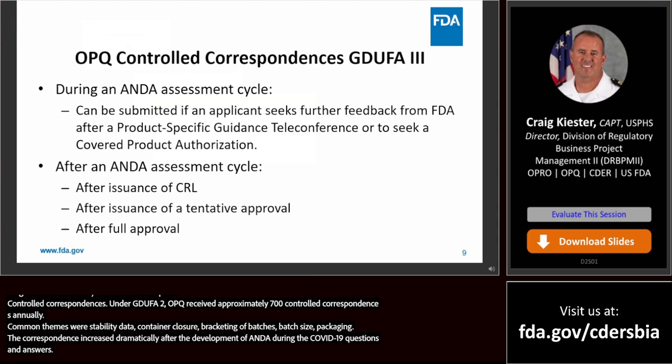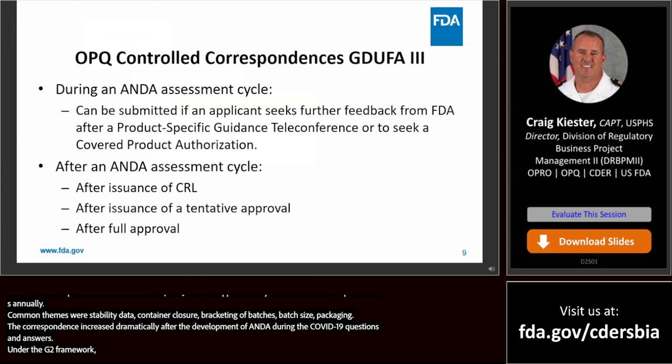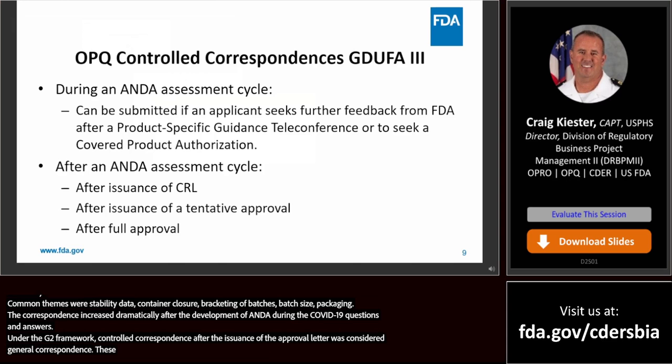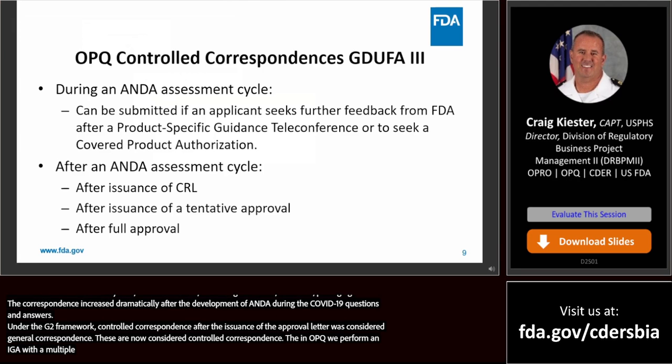Under the G2 framework, correspondence seeking regulatory or scientific advice after issuance of the CR, TA, or approval letter was considered general correspondence. Under the new G3 regulations, these are now submitted as controlled correspondence. Applicants now have the option to submit controlled correspondence to seek clarification. In OPQ, we perform an IQA with a multidiscipline team and the PMs on each application. This team, in most cases, will be assigned to address the controlled correspondence.